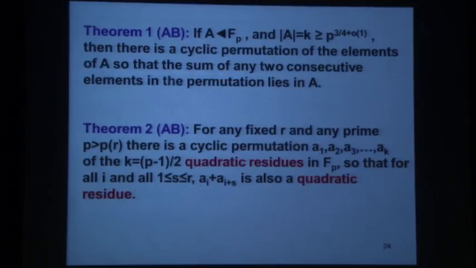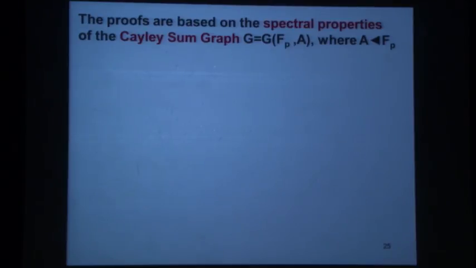So let me tell you the steps. Again, it will use the spectral properties of the Cayley sum graphs, because this is what we're talking about. The specific graph that we look at here has as its group F_p, but think about it as an additive group. And the generating set, A, is this multiplicative subgroup. But we define the graph with respect to addition, right? So two elements are adjacent if their sum belongs to A.